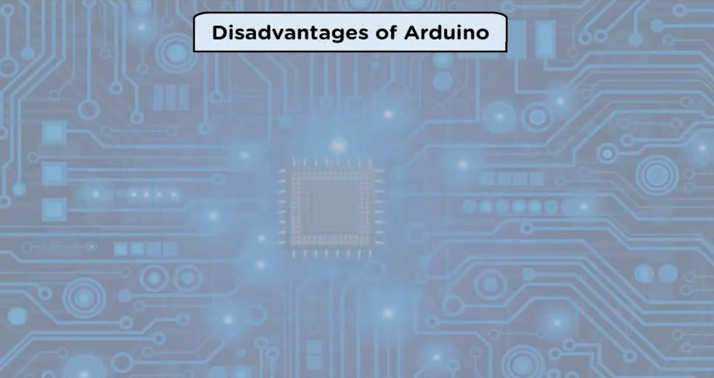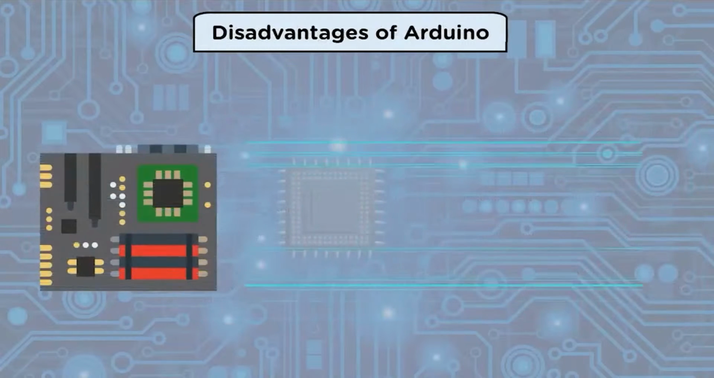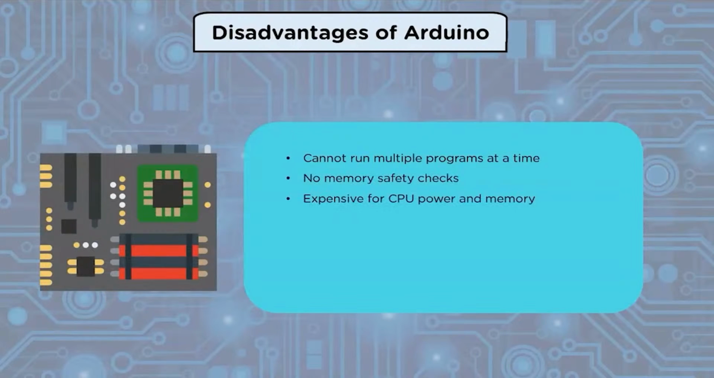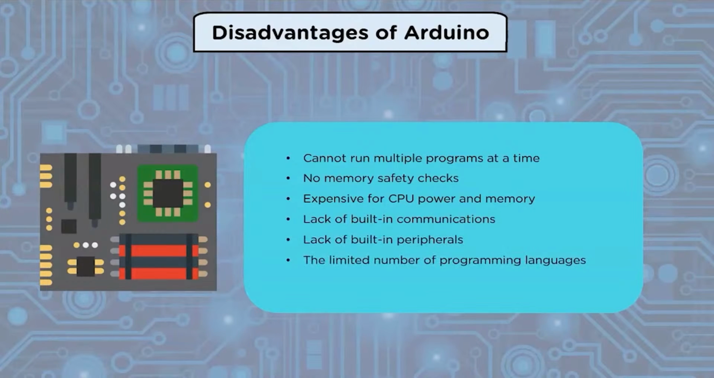At last, we will look at the disadvantages of Arduino. Arduino cannot run multiple programs at a time. No memory safety checks. Expensive for CPU power and memory. It has a lack of built-in communications. Lack of built-in peripherals. The limited number of programming languages, and a limited number of IDEs.